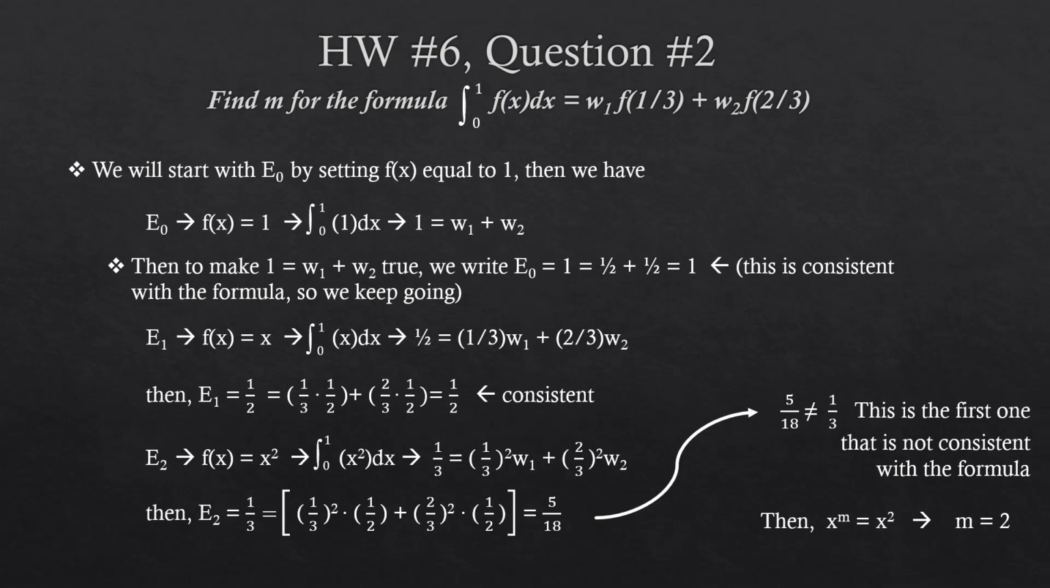So we plug in our weight values and have 1 over 3 equals 1 over 3 squared times 1/2 plus 2 over 3 squared times 1/2. This gives us 5 over 18. We see that this equation is false, since 5 over 18 does not equal 1 over 3. This is the first iteration where there contains inconsistency, where there contains error. Then we see that x squared failed the formula. Then we have found our index m, where m equals 2, and we have found our answer.